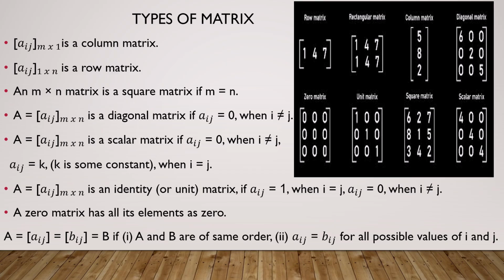A matrix A is an identity matrix or a unit matrix if aij is equal to 1 when i is equal to j, otherwise it is 0. That means a unit matrix is obviously a diagonal matrix, but the elements of the diagonal are 1. A zero matrix means all the elements are 0. Two matrices are equal if, first of all, they are of the same order, and secondly all the corresponding values in both matrices are equal.